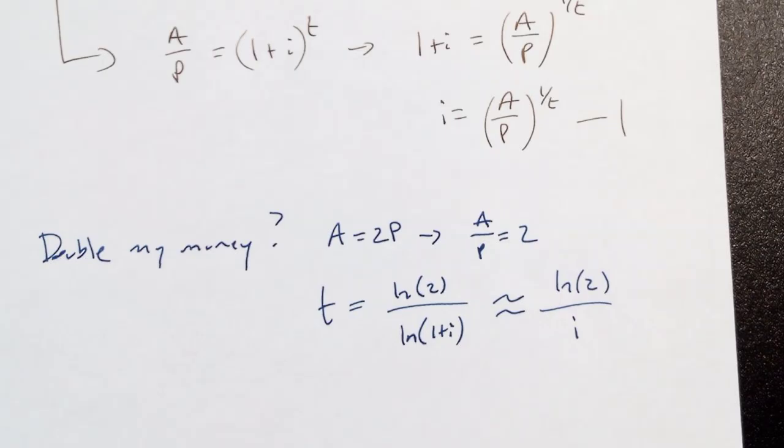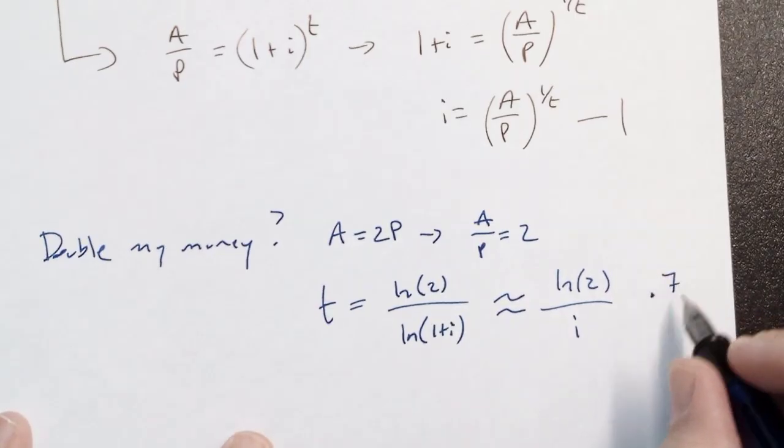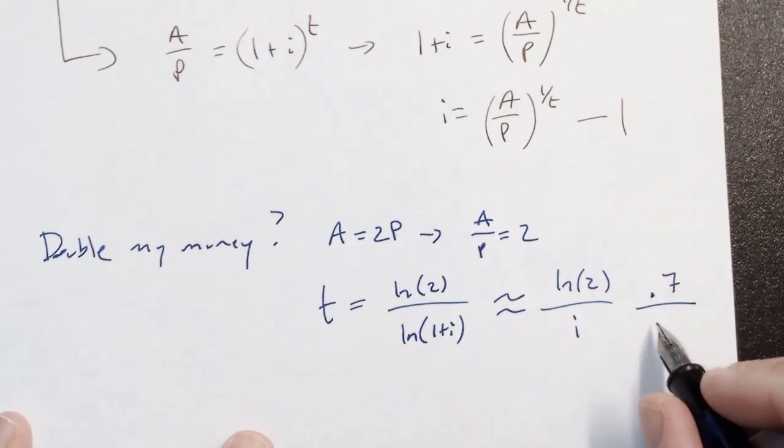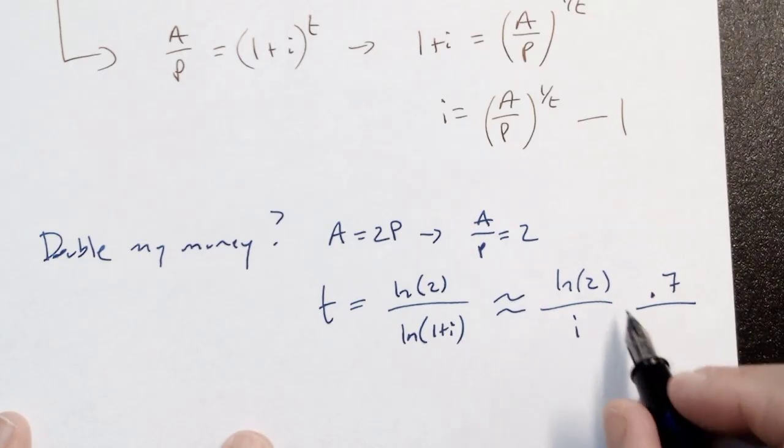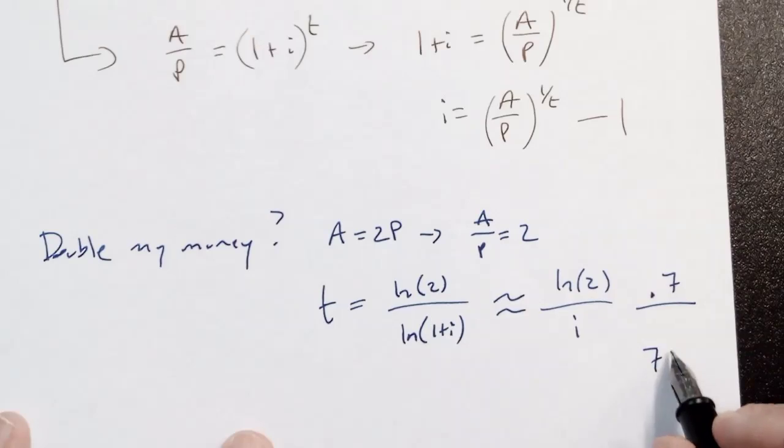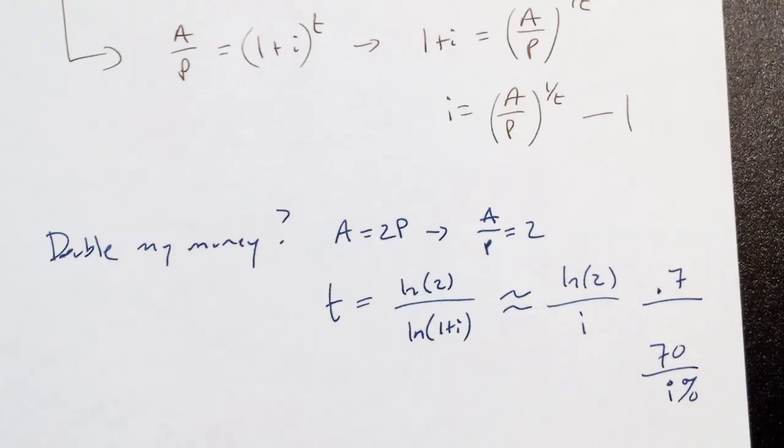Perfect. Which is roughly 0.7, well, give or take a little. All right, wait a second. If this is about 0.7 over an interest rate as a decimal, right? That's a percentage. Let's move the decimal place over twice: 70 over I as a percentage.